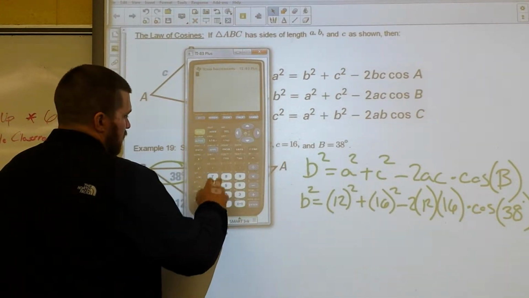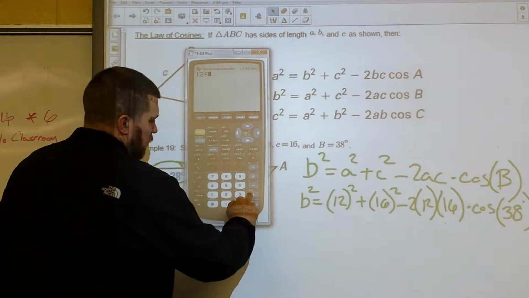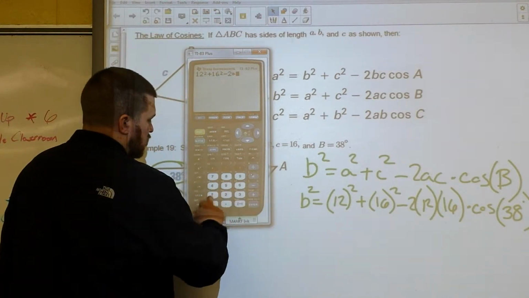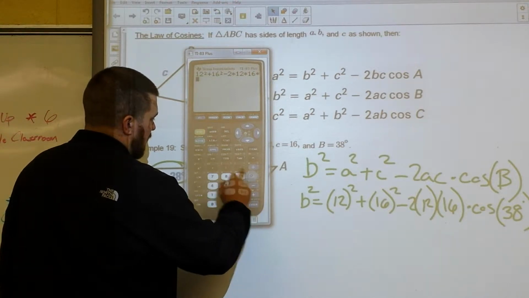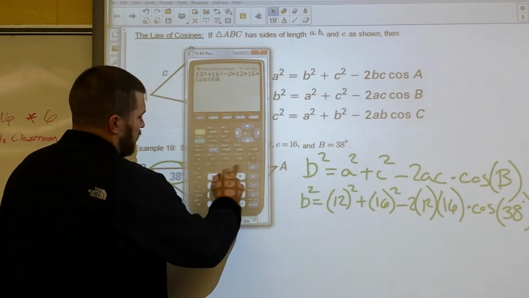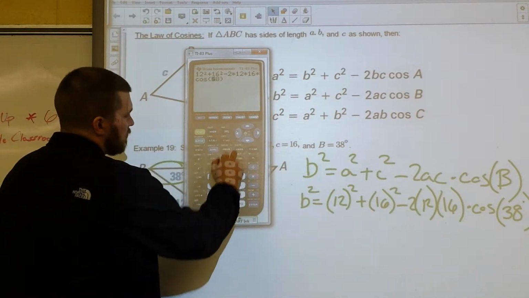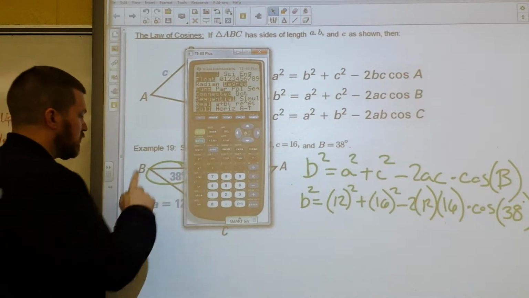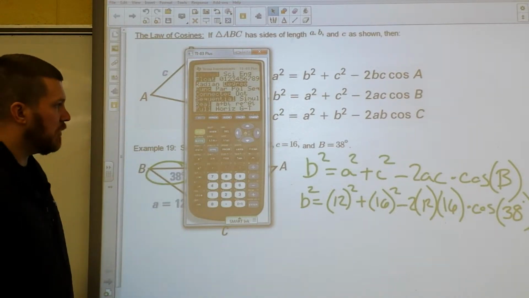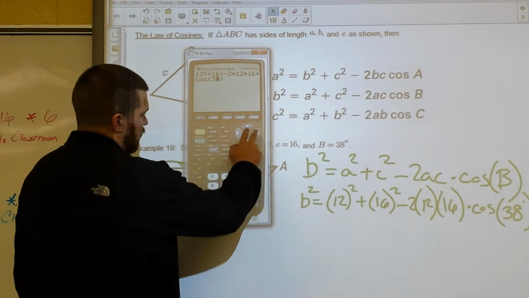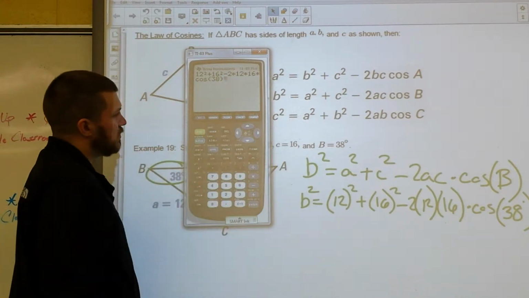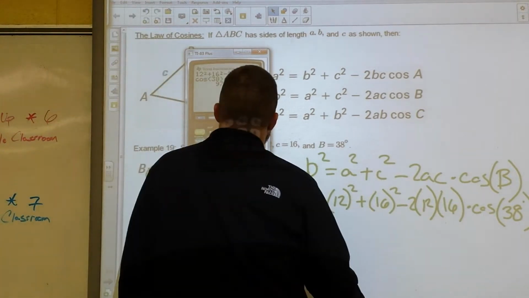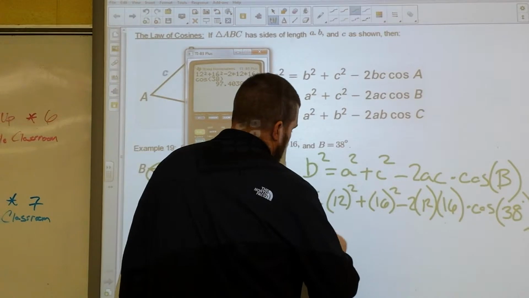So I have 12 squared plus 16 squared minus 2 times 12 times 16 times the cosine of 38 degrees. Now before I hit enter, I want to make sure I'm in degree mode, and I am, because I was given degrees in my problem. Since I double checked that, I'm ready to go. I'm going to make sure I've got everything typed in correctly. Alright, I do, so hit enter. I'm told that B squared is 97.40. I'm rounding to 2 decimal places.